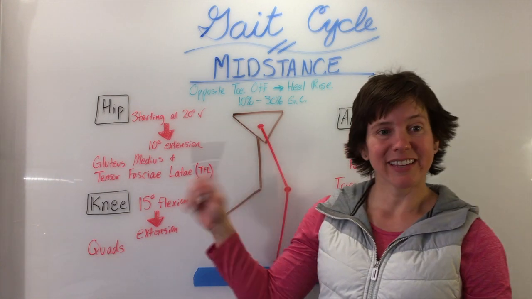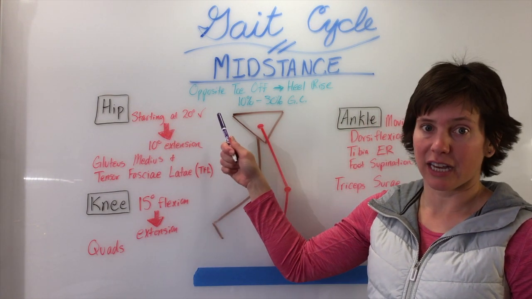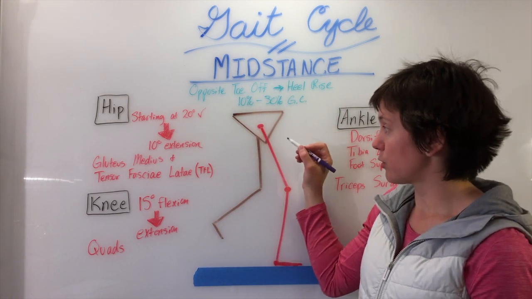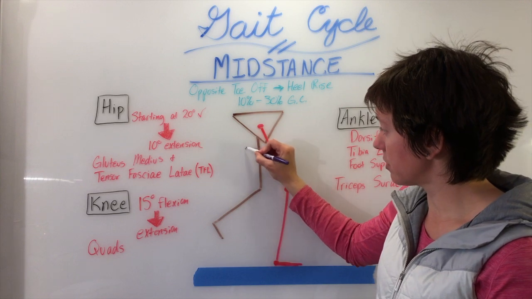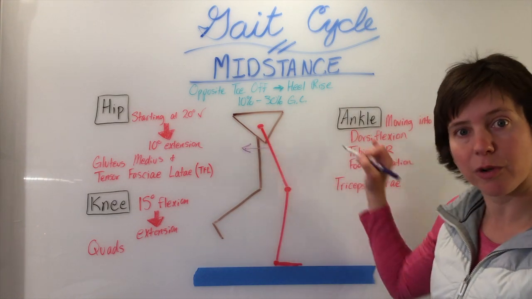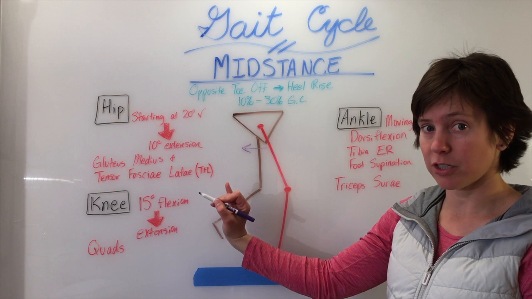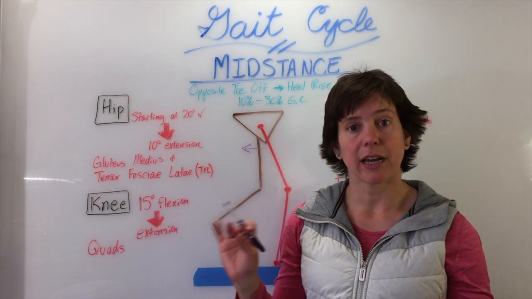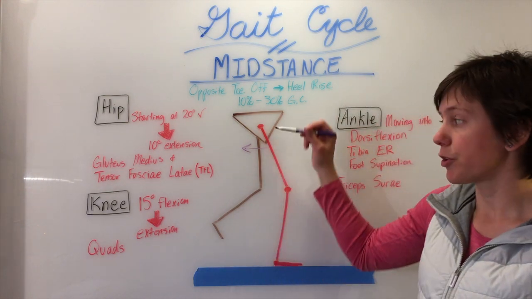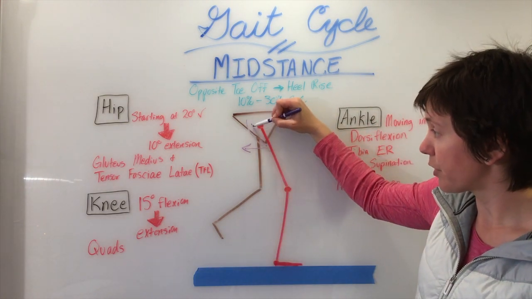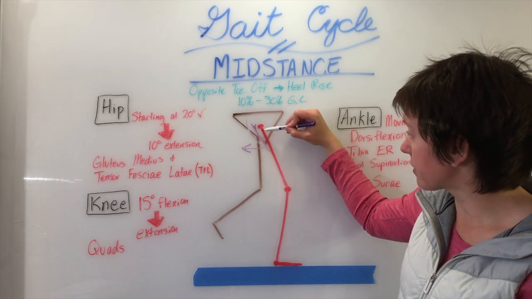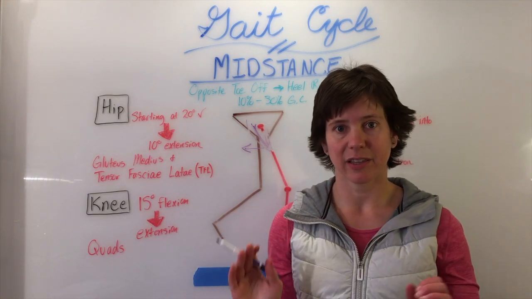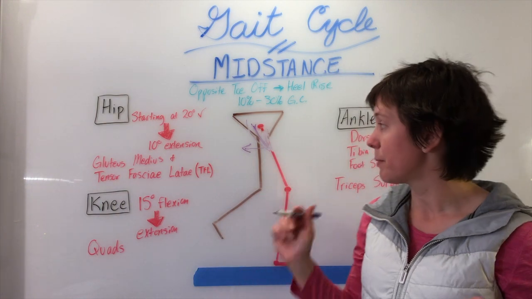So let's look at the hip. The hip was starting at 20 degrees of flexion at opposite toe off and is moving into 10 degrees of extension. So we'll just draw an arrow there showing that the hip is moving into extension. The gluteus maximus and the hamstrings have ceased firing, and now the gluteus medius and the TFL, the tensor fasciae latae, are now active to help stabilize the lateral sag of the hip.